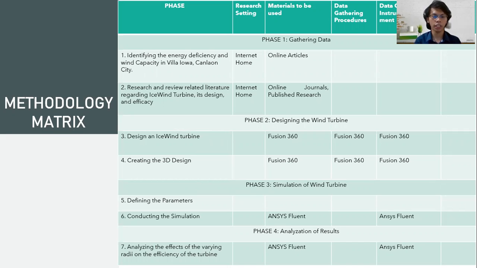Phase 3 is the simulation of the wind turbine. Parameters will first be defined, especially for the wind tunnel that will be simulated using ANSYS Fluent. A wind tunnel will be simulated as the only data available is the wind speed within the chosen area. Following that, the created 3D model will then be imported to ANSYS Fluent, where the performance of each wind turbine will be simulated within the wind tunnel. Lastly, the analysis of the performance of the wind turbine in relation to its varying radii will then be performed and conclusions will be drawn thereafter.